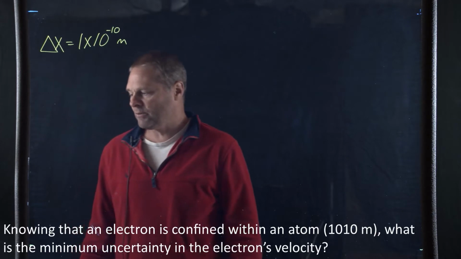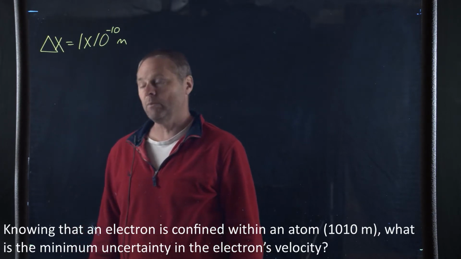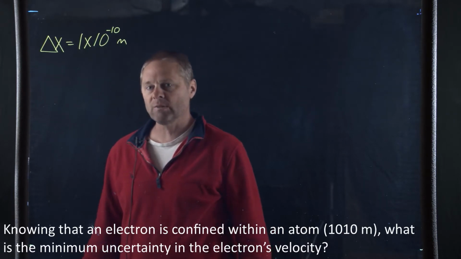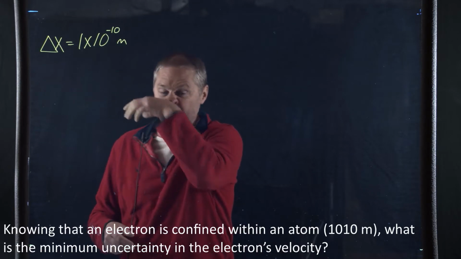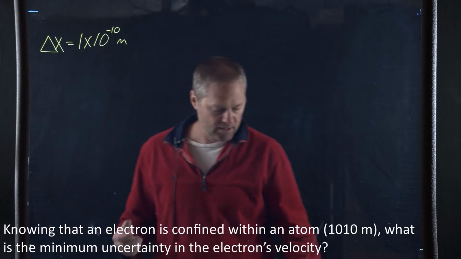Knowing that an electron is confined within an atom and the distance can be 1 times 10 to the minus 10th of a meter, what is the minimum uncertainty in an electron's velocity? So if we know that that's where the electron has to be positioned, what will be the uncertainty in its velocity?